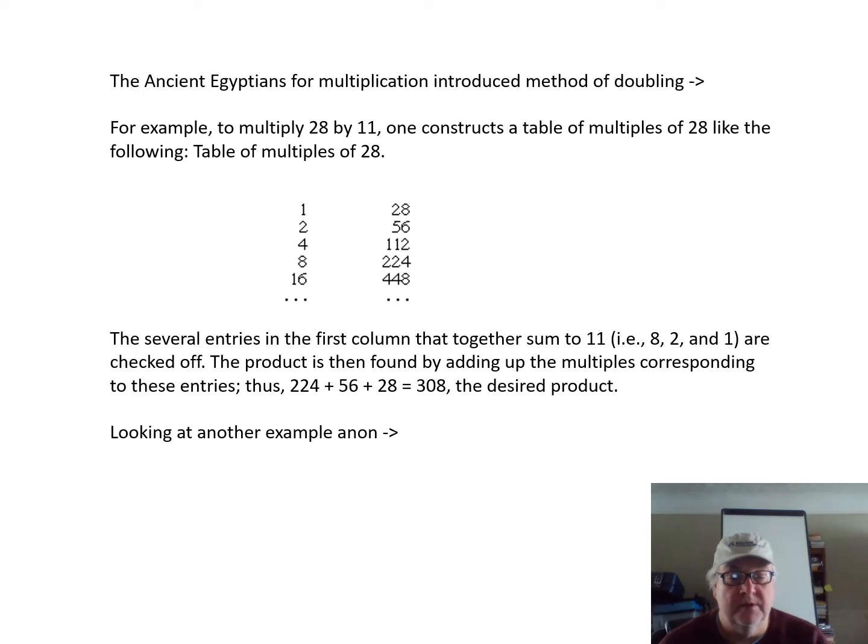Then the several entries in the first column that together sum to 11, e.g. 8, 2 and 1, are checked off, and that gives you the answer. So you would take from that column the numbers 224 and 56 and 28, and that would give you the answer 308. And that would be 11 times 28. If that's not too clear, we'll try doing it again in a minute.